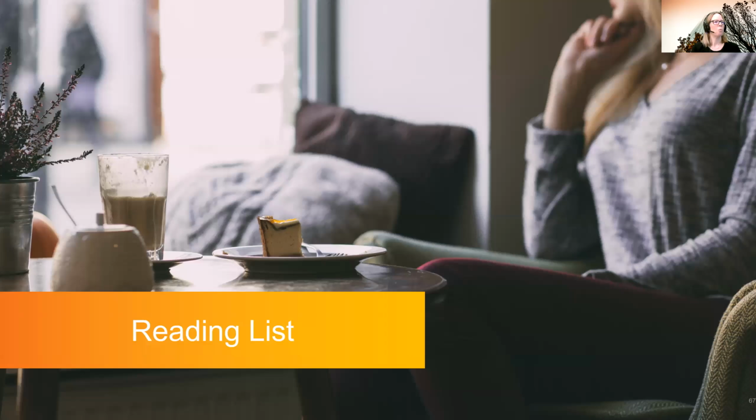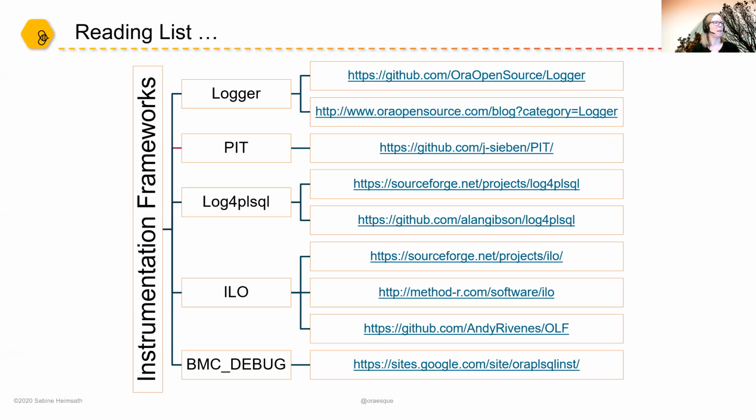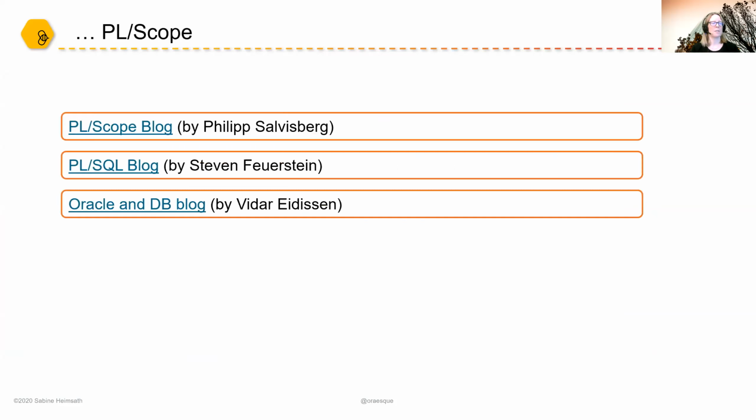So these were the 5 tips from my experience. And now, with the cold and dark season coming up, I put together a reading list. When you sit in front of the fireplace, you might want to look into these links to GitHub, where you can get the code, where you can find the documentation. If you're interested in PL Scope, which hopefully you are, you can find some information here.